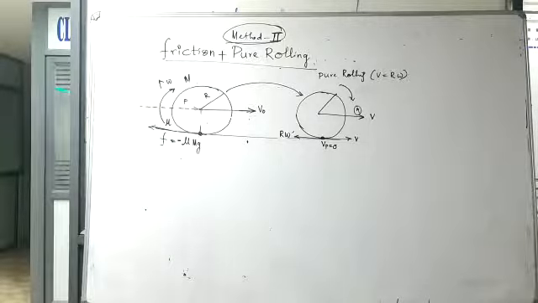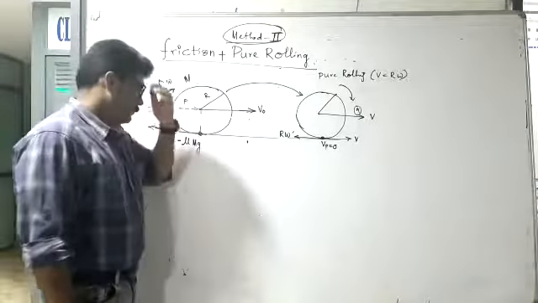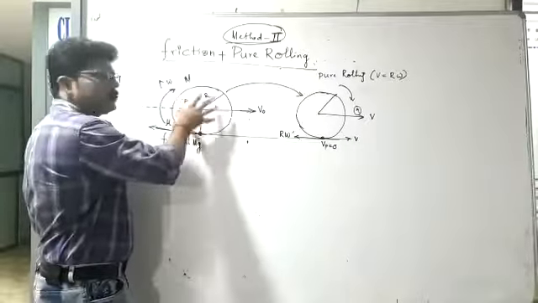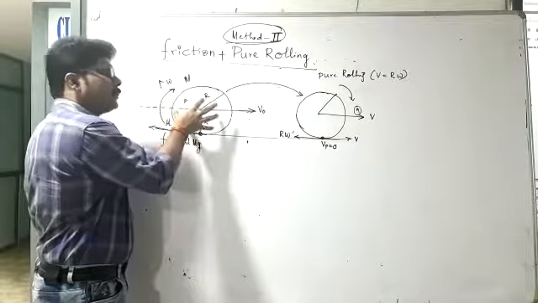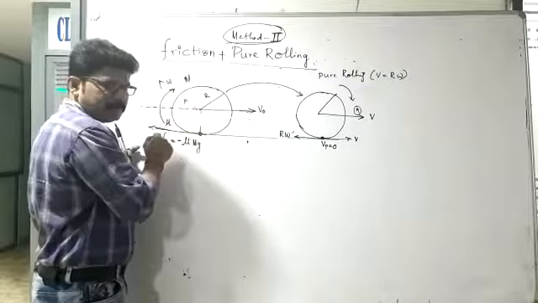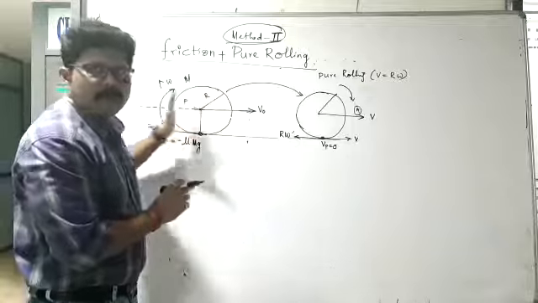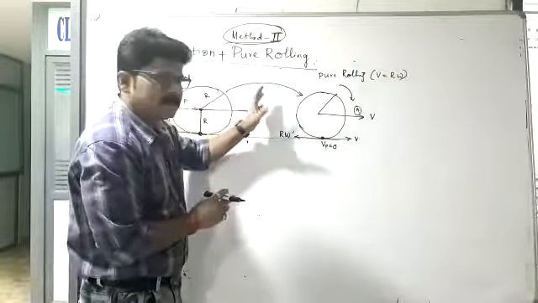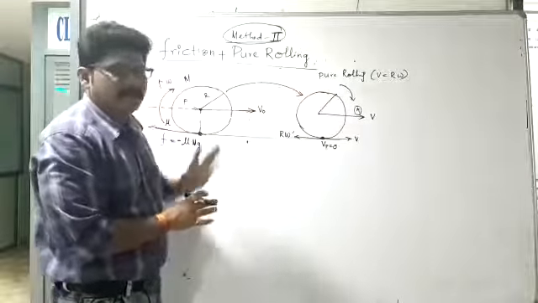Now, friction plus pure rolling, in which we took this. This may be a ring, a disc, a solid sphere or a hollow sphere. We are pushing this one, and after traveling a certain distance, it comes to pure rolling. That means after some time, the slipping disappears.